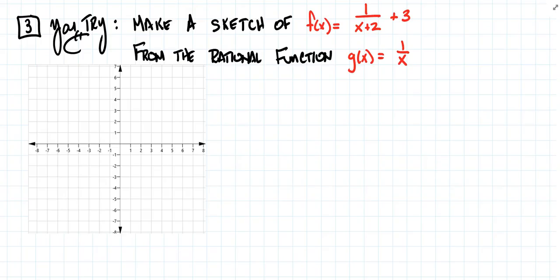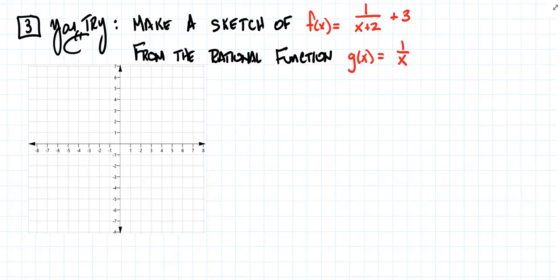Okay, box 3 is a you try. Do your best right now to make a sketch of this function, 1 over (x plus 2), and then plus 3, based off of the basic function 1 over x. So notice this is not going to be the tree trunk, this is going to be the Hurley graph, so do your best.